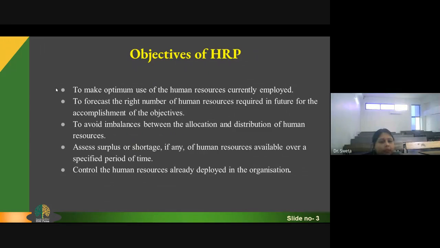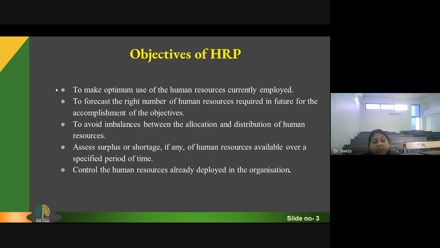Next is to forecast the right number of human resources required in future for the accomplishment of the objective. Through HRP we try to forecast what number of manpower is actually required to perform the activities in the organization. We identify the number of resources, and after that we can go for the recruitment process. Next is to avoid imbalances between the allocation and distribution of human resource.